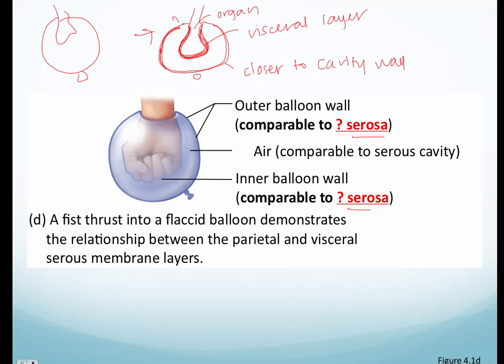And this is called what? The parietal. Good, so this is parietal. And this is visceral. And here we have air, but what is the air really going to be in one of these cavities? Good, it's going to be that serous fluid. Okay, and so because this deals with closed cavities, we have different terms.